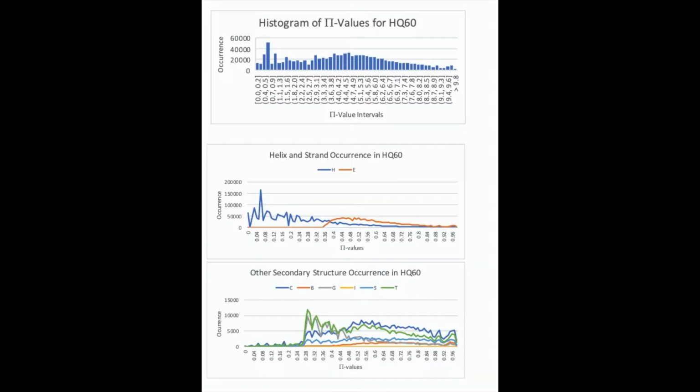Here on the top is a plot of the histogram of pi values across HQ60 and its correlation in the plot immediately below with alpha helices and beta strands, and on the bottom plot with the other various secondary structure types. Notice the different scales on the two lower plots, the prevalence of alpha helices for low free energy and the mixture of secondary structure types for high free energy.